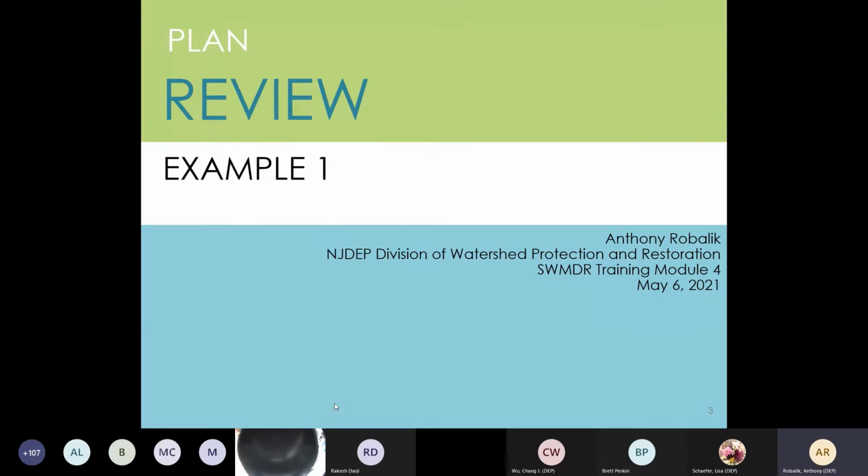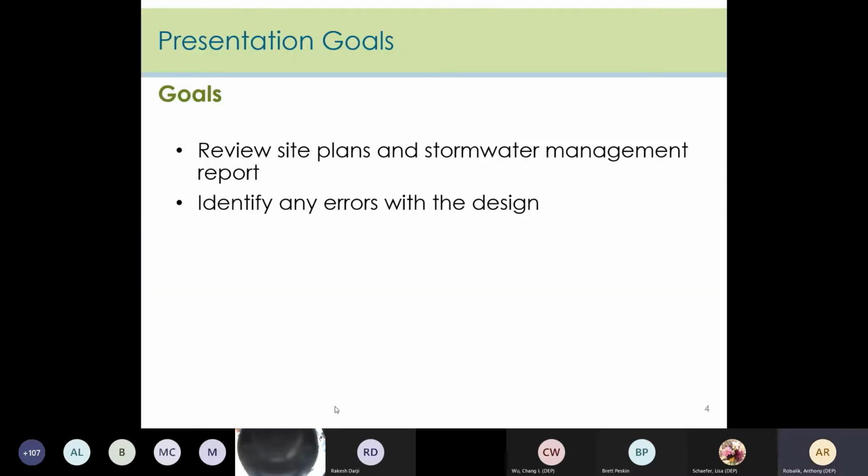This is an example of a plan review. You don't have to follow this exact way. This will be a plan review that covers everything from start to finish. And you'll see some examples later where that isn't the case. The goals of this presentation are the same as the goals of any review. We're going to review the site plans and stormwater management report, and we're going to identify any errors with the design.